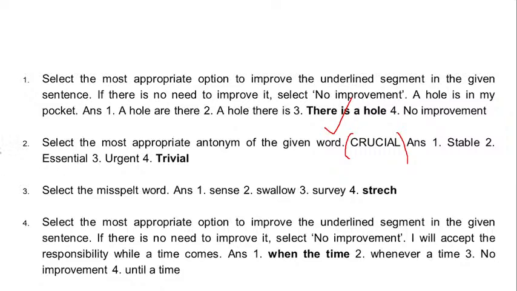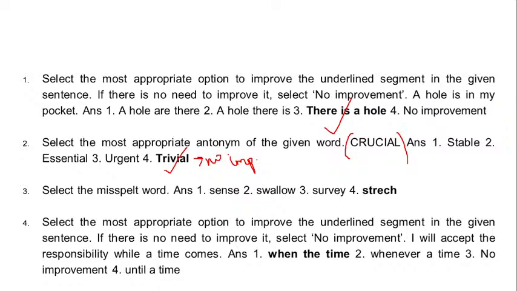But number 4 is your answer because it is trivial. Trivial means very unimportant, very minor, no importance. A very small issue is a trivial matter. We say he gets angry on trivial matters, or don't make issues on trivial things. So these are the usual examples, right? Trivial means that is not at all important, very, very minor, that lacks any seriousness or importance. So the opposite of crucial is trivial.